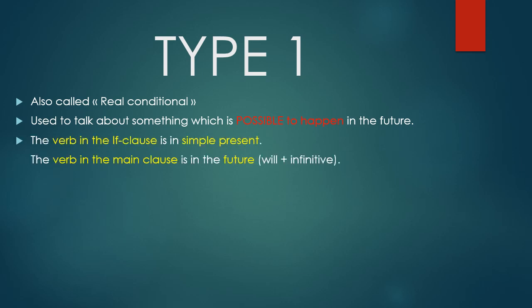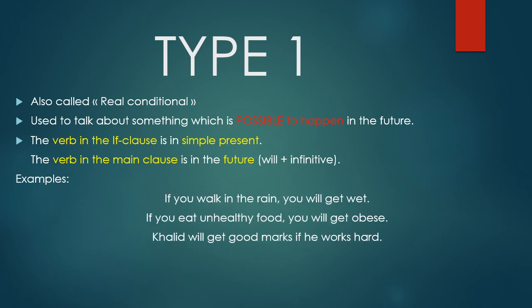So in the if clause, the verb is in simple present, while in the main clause we use the future with will, and the form is will plus infinitive, okay? Examples, if you walk in the rain, you will get wet.